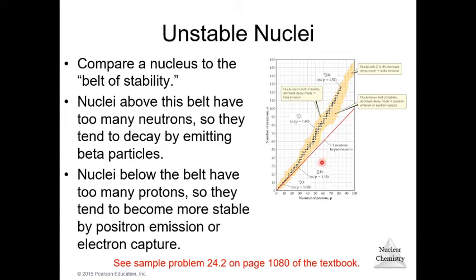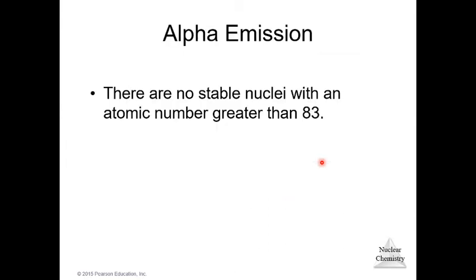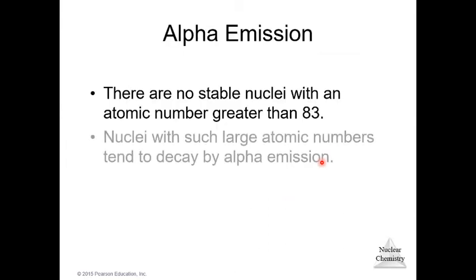Now we're going to work problem 24.2 out of the book. Oh, but first we have to talk about alpha emission. Sorry. There are no stable nuclei with an atomic number greater than 83. They're all unstable and they all undergo alpha decay.